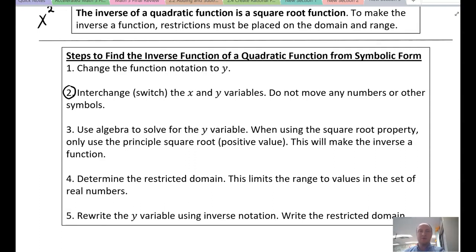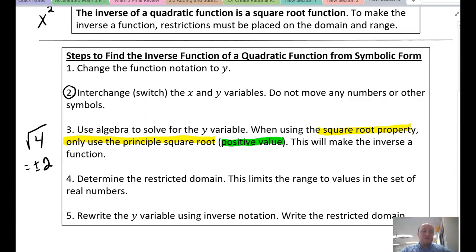Okay, and this is important when you use the square root property. So when I take the square root, we are only going to use the principal square root. Now, what the heck does that mean? Well, when I take the square root of, say, for example, 4, I know that this answer is plus or minus 2. Well, we're only going to take the principal square root, the positive value, and I'll put it in green, positive, okay? This will make an inverse function.